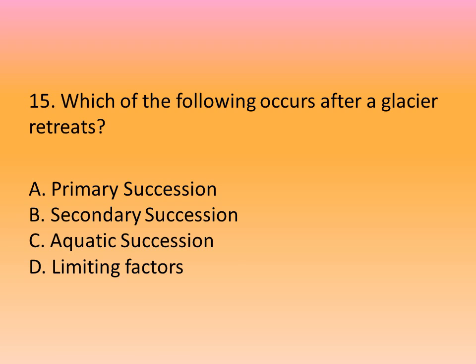Number 15. Which of the following occurs after a glacier retreats? A. Primary succession, B. Secondary succession, C. Aquatic succession, D. Limiting factors.